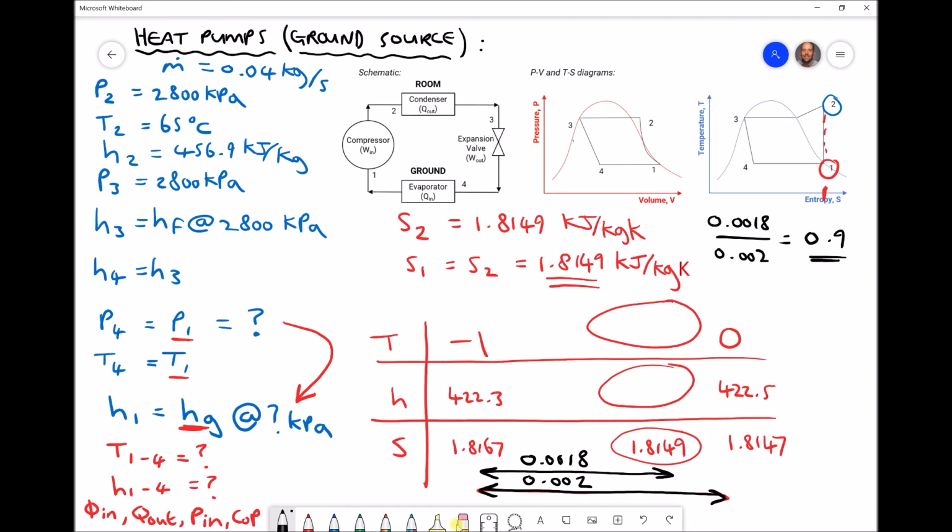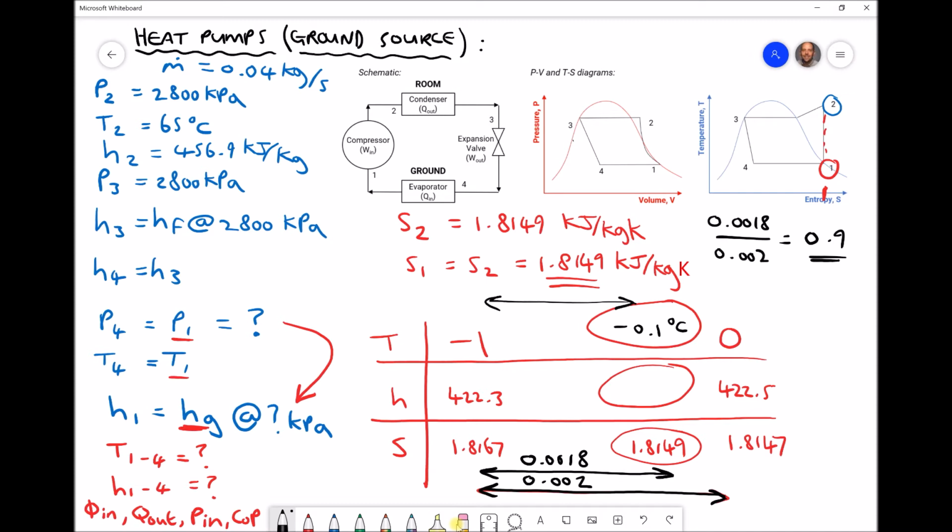Now our temperatures are relatively straightforward because we can see that the difference between our upper and lower temperatures is 1 degree C. Well, 1 degree C times 0.9 is just 0.9 degrees C. Therefore, this distance here represents 0.9 degrees C, meaning that our temperature at our given entropy value is actually going to be minus 0.1 degrees C. We know that because we have minus 1 degree C and we're adding on 0.9 degrees C.